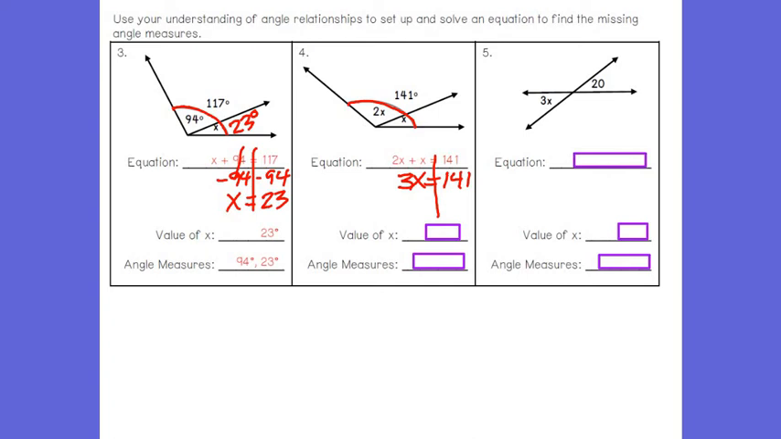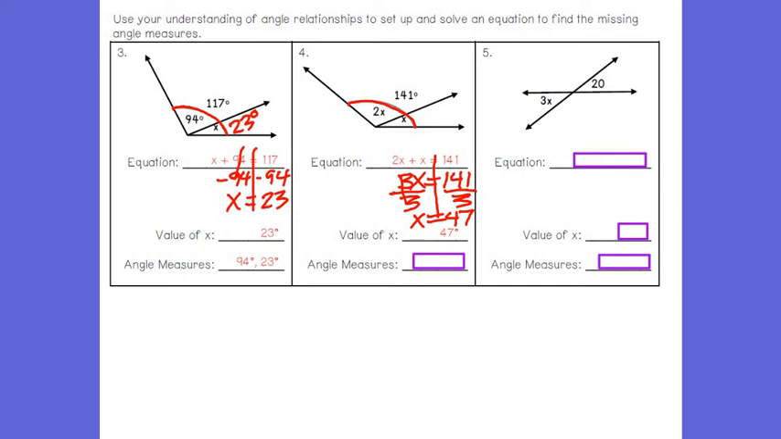Now in this case, does my x have any kids to take away? No. This one is married now. So this one needs to be divided by 3. 141 divided by 3 is 47 degrees. Okay. Now this is where it's not tricky. You just have to be careful, paying attention. The value of x is 47.